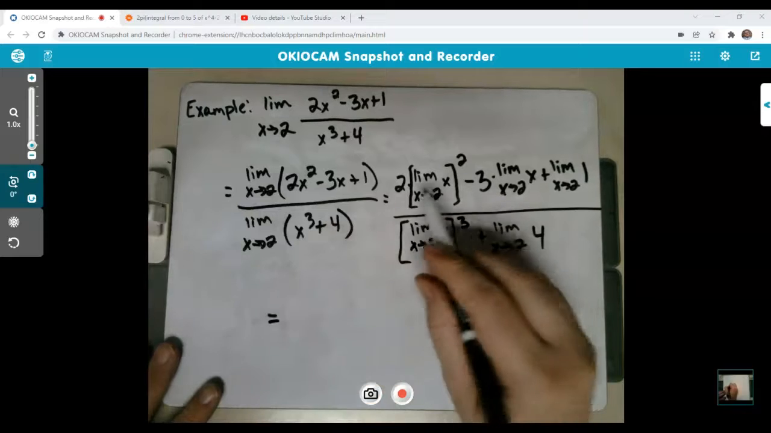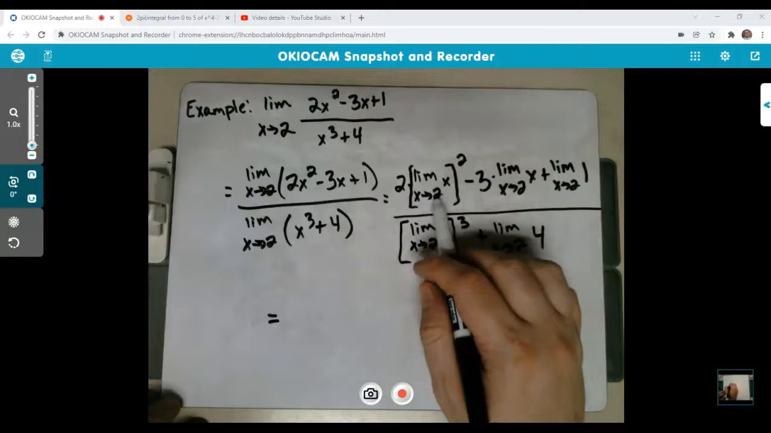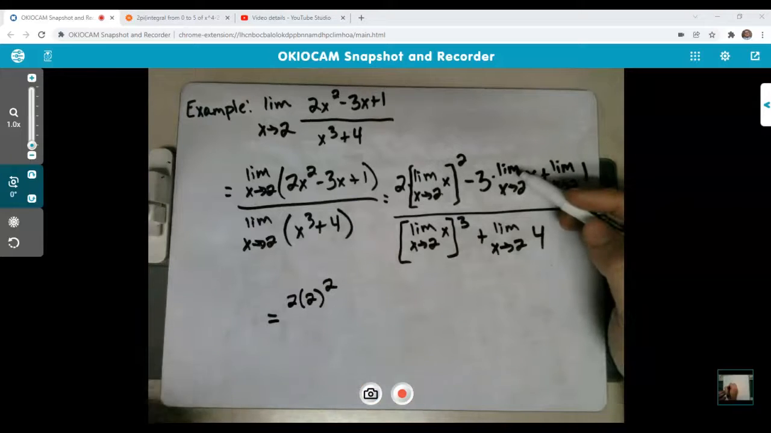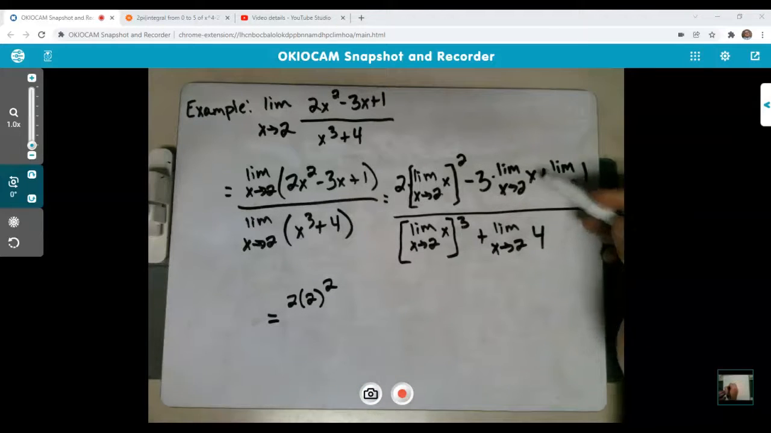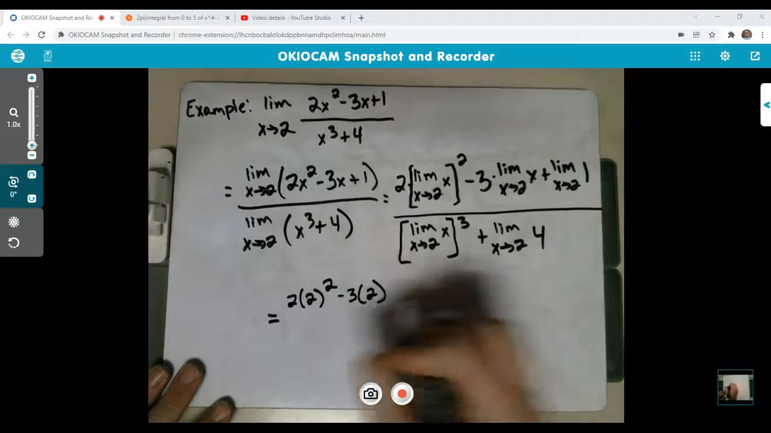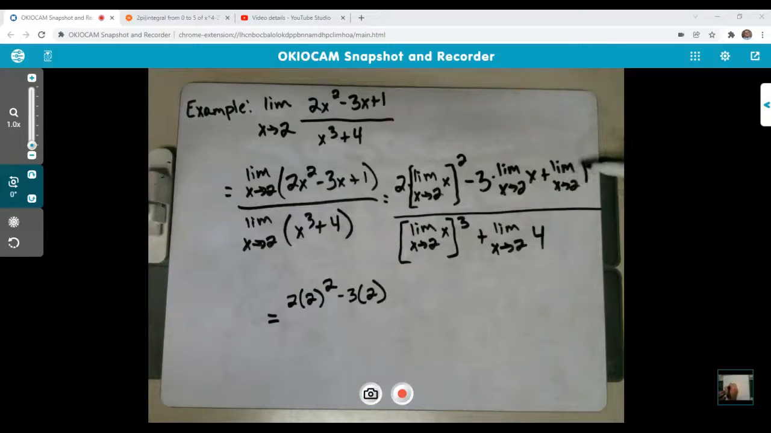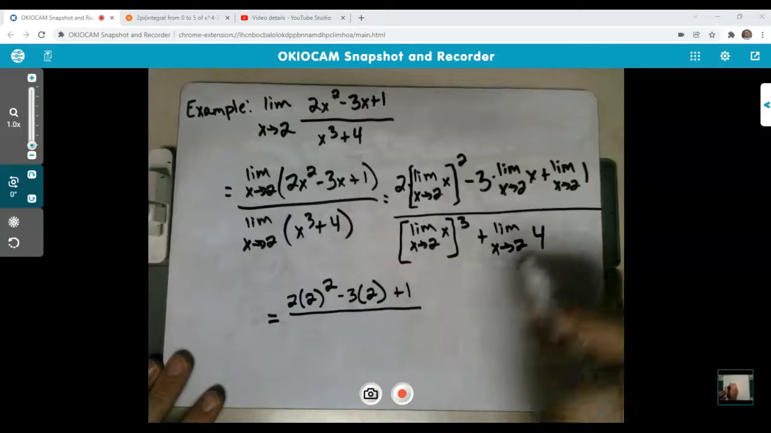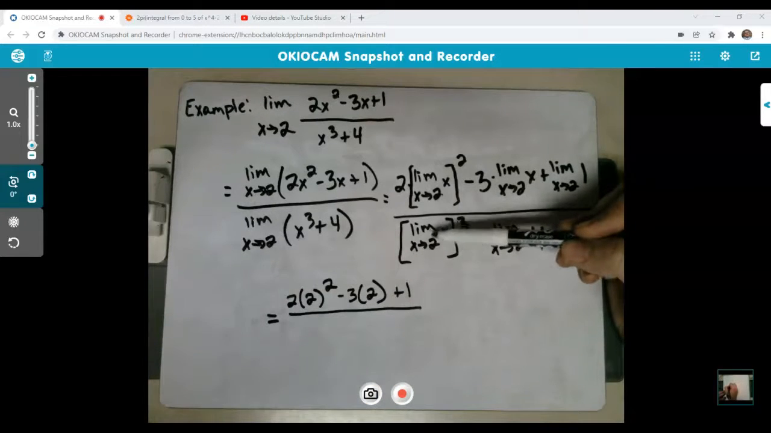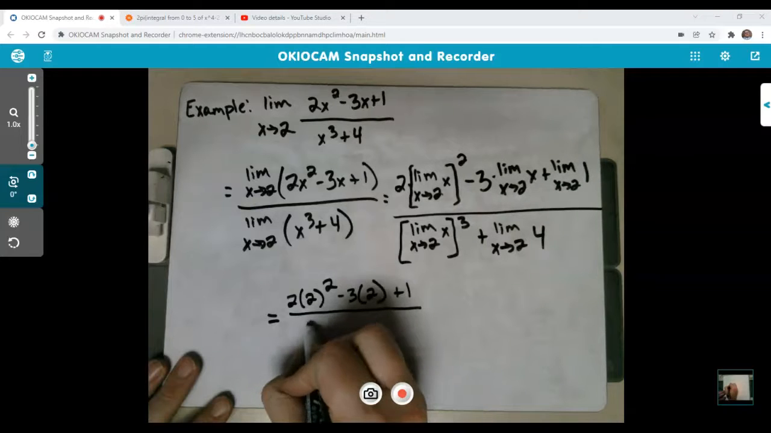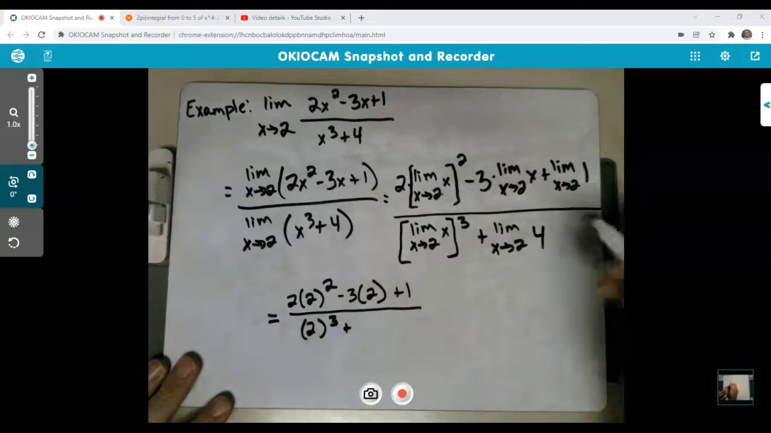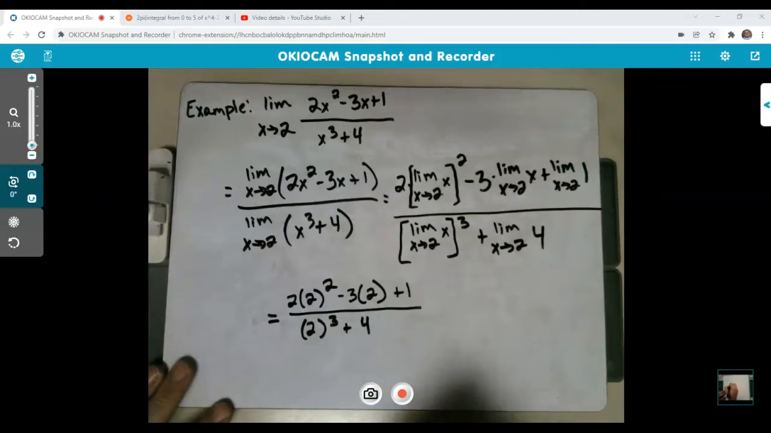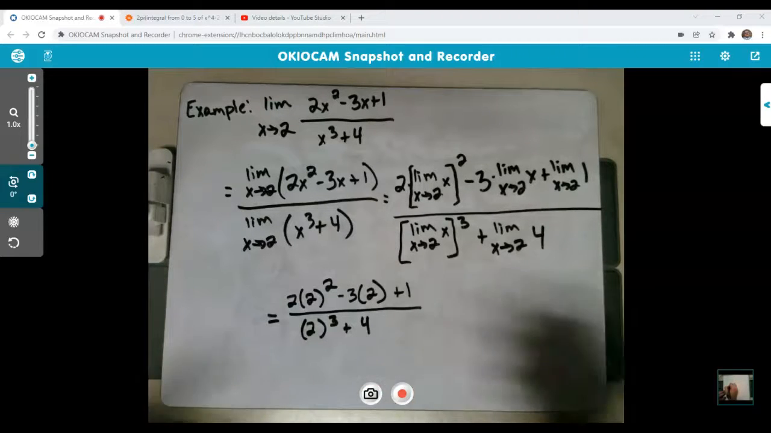So this becomes the limit as x approaches 2 of x is 2. So that's 2 times 2 squared. The limit as x approaches 2 of x, we already said was 2. So that's minus 3 times 2. The limit as x approaches 2 of 1, because that's a constant, it just stays 1. The limit as x approaches 2 of x is 2, so that's 2 to the third, plus the limit as x approaches 2 of 4. 4 is a constant, so it's just 4. So I just have to work that out.